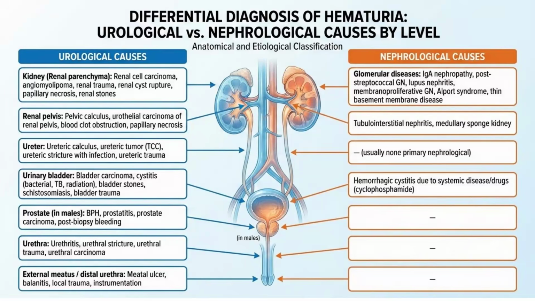And it is important to understand the nephrological causes as well. In that, the glomerular causes are IgA nephropathy, post-streptococcal glomerular nephritis, lupus nephritis, membranoproliferative, Alport syndrome, thin membrane diseases. In the pelvis, it could be tubulointerstitial nephritis, medullary sponge kidney, and hemorrhagic cystitis could be a presenting cause in patients who are taking cyclophosphamide.